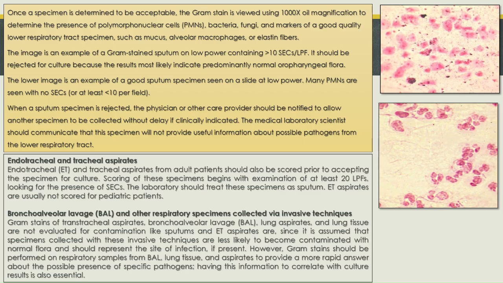Bronchoalveolar lavage, BAL, and other respiratory specimens collected via invasive techniques. Gram stains of transtracheal aspirates, bronchoalveolar lavage, BAL, lung aspirates, and lung tissue are not evaluated for contamination like sputums and ET aspirates are, since it is assumed that specimens collected with these invasive techniques are less likely to become contaminated with normal flora and should represent the site of infection, if present.